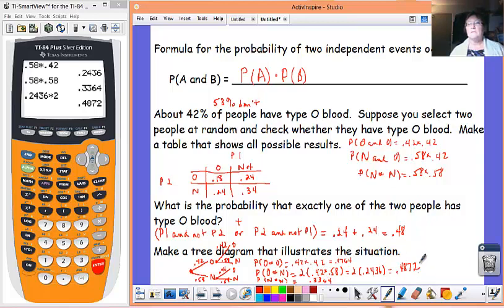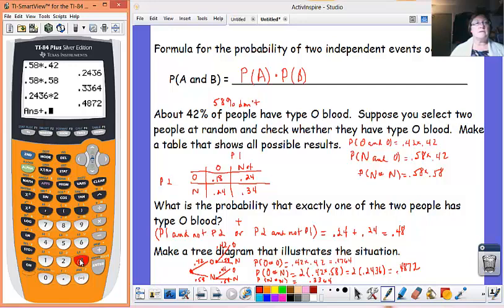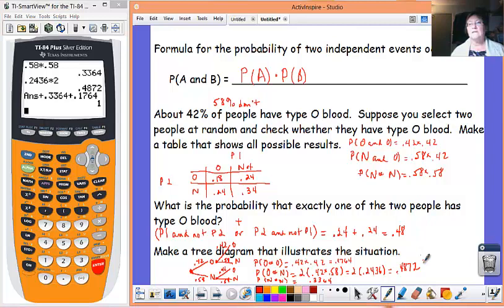Then all of these probabilities should add up to 1. And I will take just a moment and show you that that must be true. 0.4872 plus 0.3364 plus 0.1764 sum up to 1, folks. We've covered the entire sample space. We've accounted for all the probabilities there.